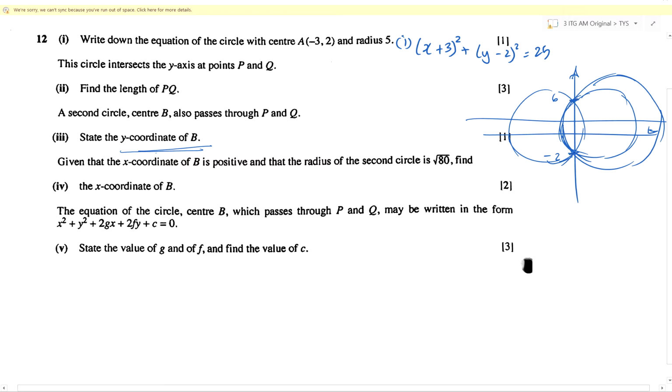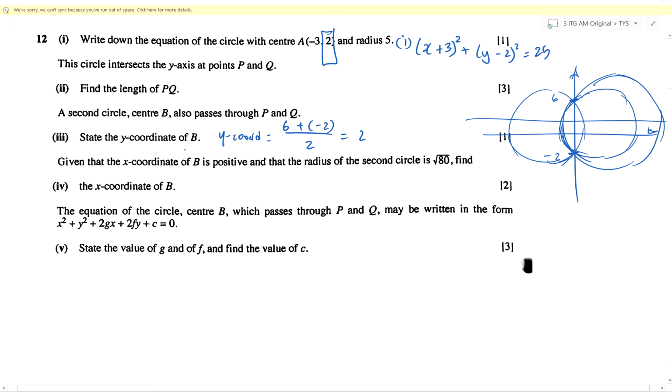So this horizontal line must definitely be right smack in the middle of -2 and 6. So what is the middle of -2 and 6? The y coordinate is the average or the center: 6 plus -2, divided by 2. So we have 4 divided by 2, it is 2. Okay, we actually can see that from this y coordinate also.